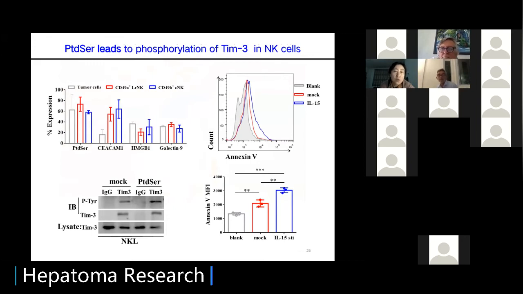So we detected all these known ligands of TIM3 in our human samples, and you can see the phosphorylation of TIM3 is highest in the tumor cells and the NK cells. Also, when you treat the NK cells with PS, TIM3 can be phosphorylated, meaning PS is the ligand of TIM3 in the tumor infiltrating NK cells.